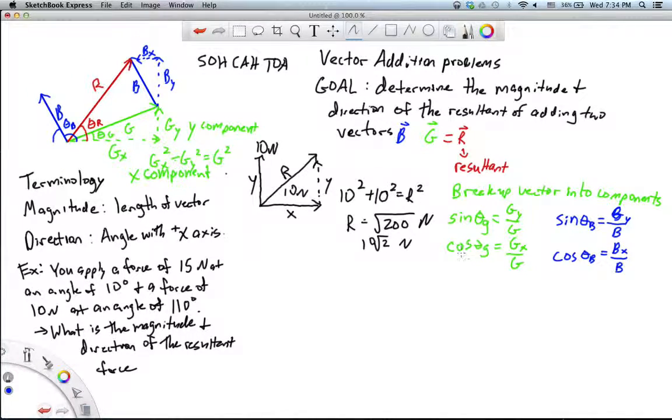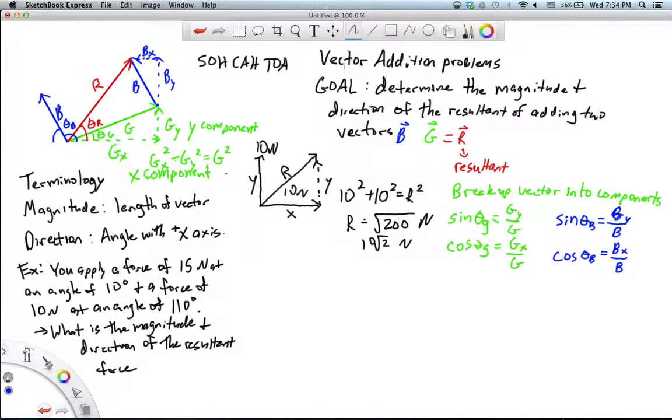Okay, so now that I have the two vectors broken up into the x and y components, I can solve for, say, gx and gy, because in these problems I always give you what g is and what theta g is. I always give you what b is and theta b. This is the magnitude of b, this is the angle or the direction of b, this is the magnitude of g, and this is the angle of g, or the direction of g. So I always give you that information, and from that you can always find the components of those two vectors.